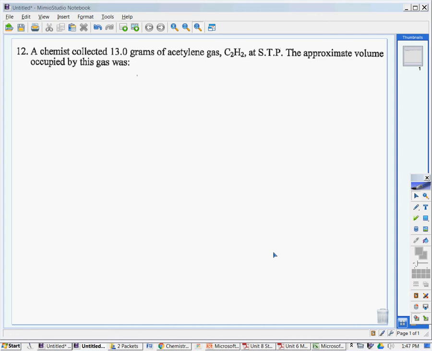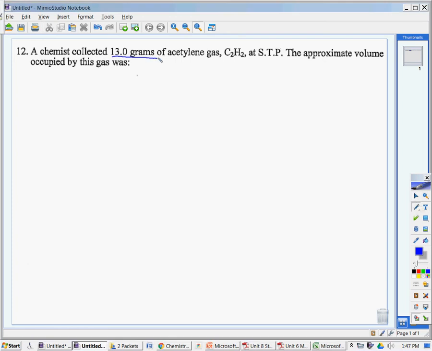So we're going to go over number 12, and we're going to do this using the same dimensional analysis method that we've been using up to this point. And the important part about using dimensional analysis, you guys know, is identifying your starting amount and ending amount. So 13 grams, and what are we trying to solve for? We want to solve for the volume of the gas. That's what it's asking for, volume of the gas.